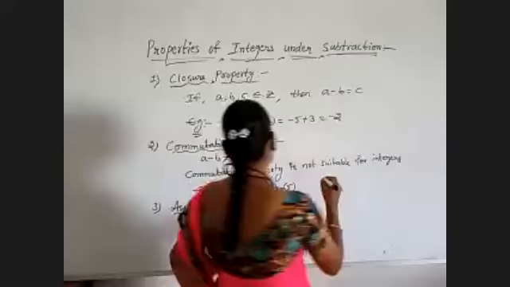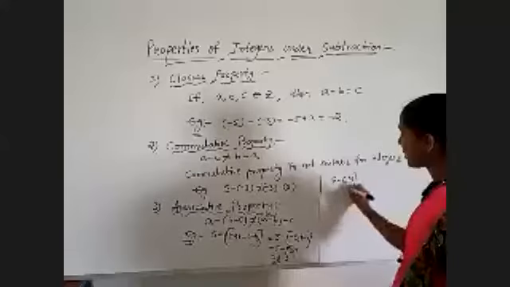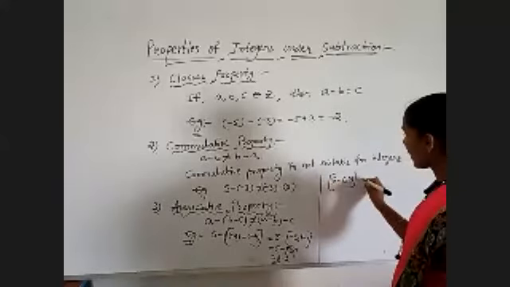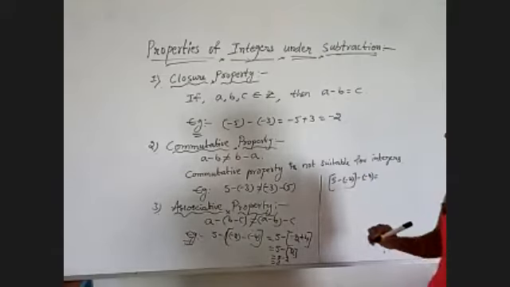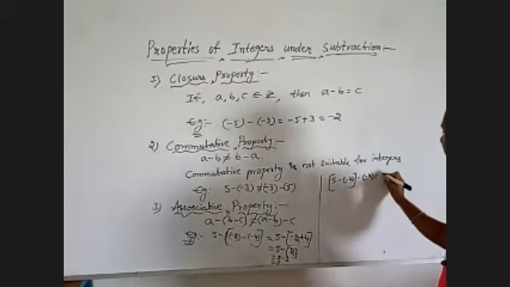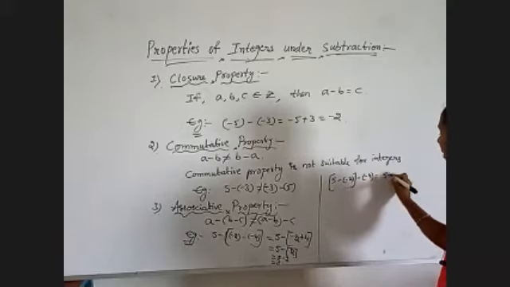So I am changing the order. 5 minus of minus 2 I am doing first, then minus of minus 4. So then what will I get as the result? 5 minus of minus, plus.